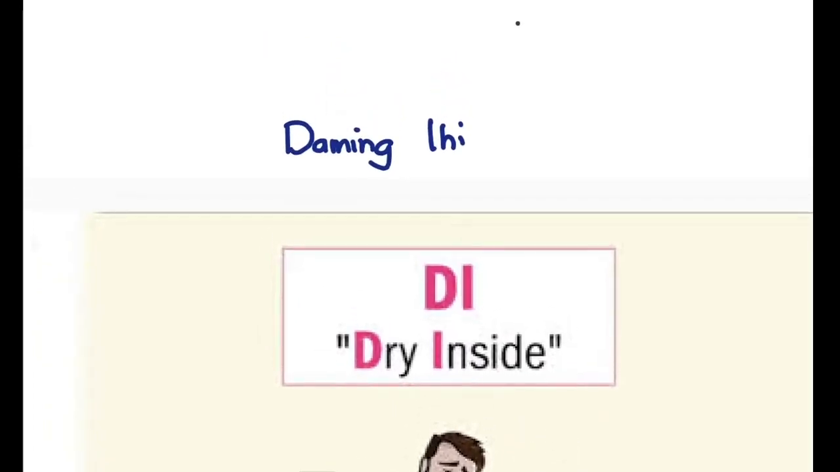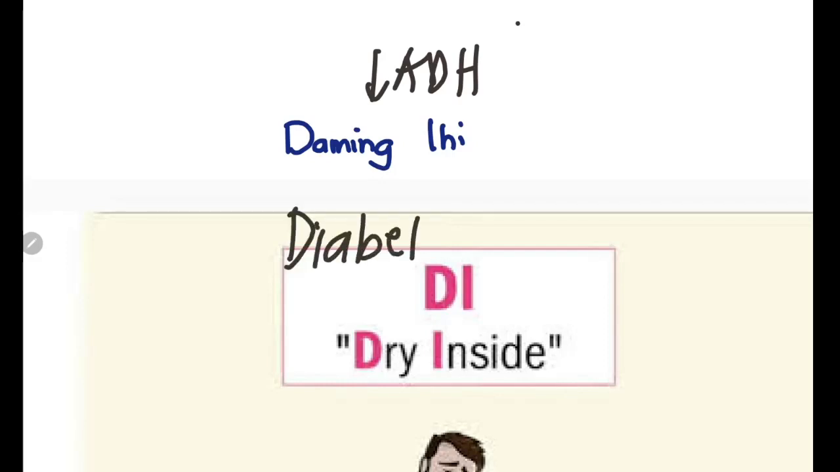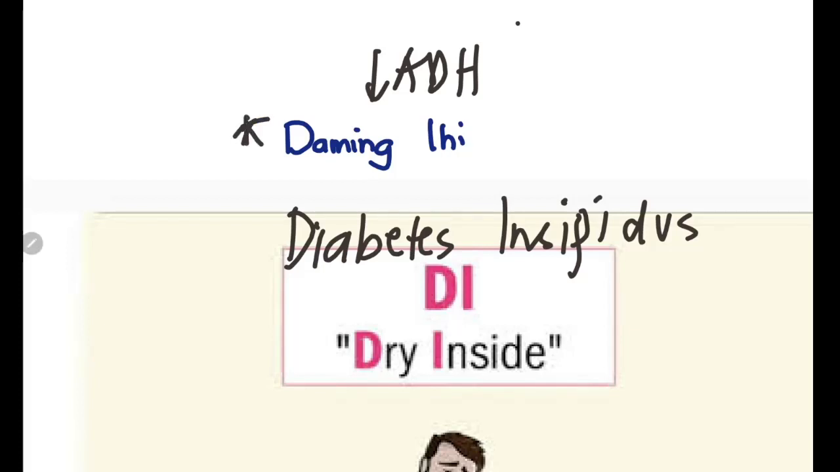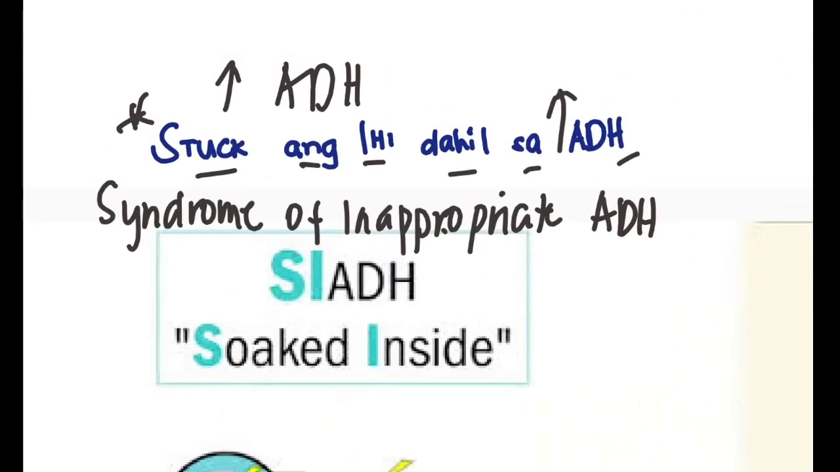What about a decrease in ADH levels? This is known as your DI or your diabetes insipidus. For you to remember DI or diabetes insipidus at kung ano yung effect niya or yung description ng sakit na to, DI would simply stand for, ang mnemonic natin, daming ihi. So, daming ihi, DI. Dun sa SIAD naman, stuck ang ihi dun sa loob ng katawan dahil mataas ang ADH. So, ibig sabihin, hindi ka umiihi masyado.